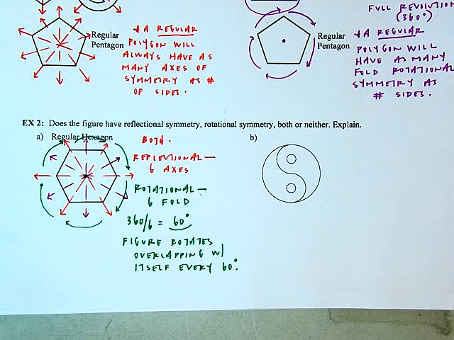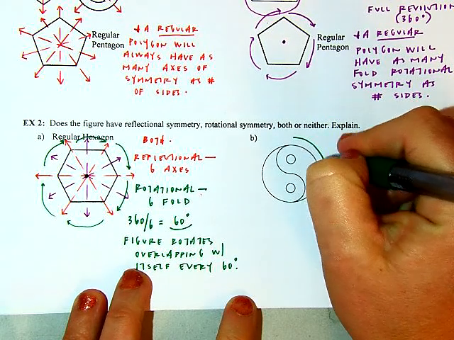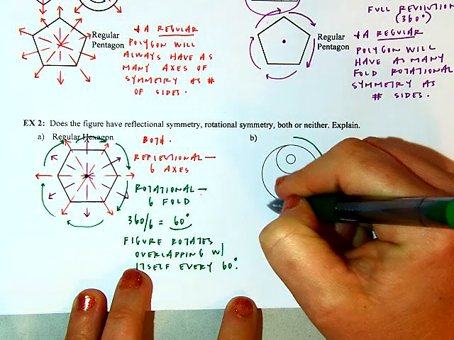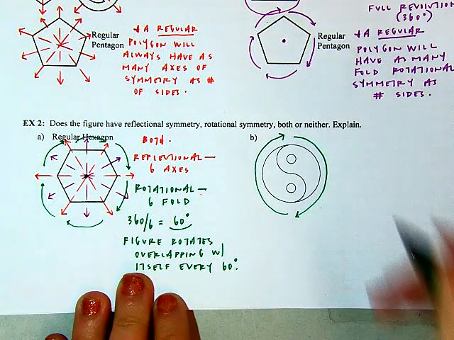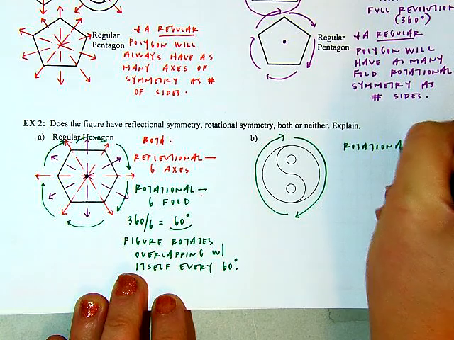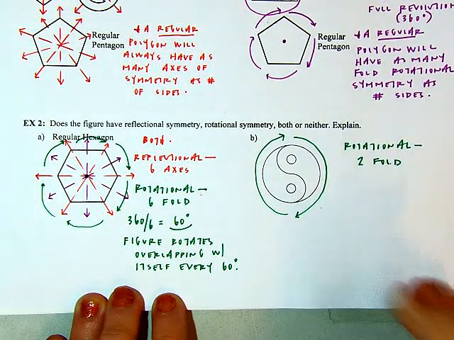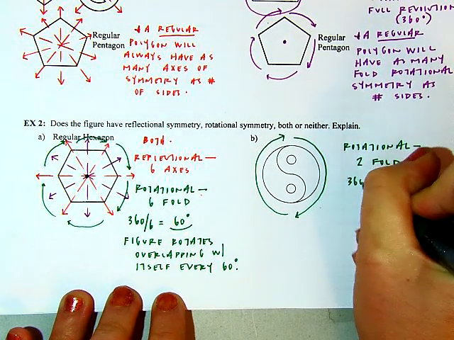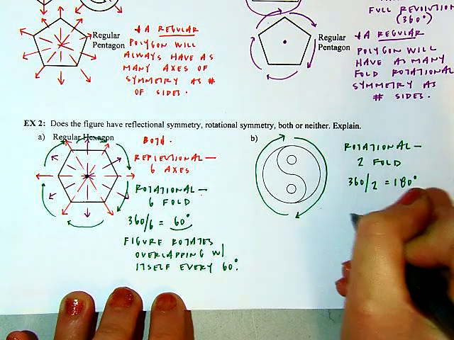So here we would say it doesn't have reflectional, but does it have rotational? It does. So right here, I can see how I could rotate my little yin-yang sign. Here, 180, here another 180, and it gets back to its original orientation. So this one would be rotational only. We would say twofold. Okay, how do I know what the degree measure is? Well, 360 divided by the twofold would get me 180 degrees.